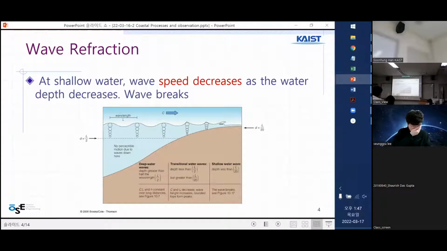The shallow water wave speed decreases as the water depth decreases, then the wave breaks. Because you need to stop it, right? Waves have a speed, but somehow you need to stop it. And it slows down, and also there should be friction, bottom friction. It's also another complicated thing.